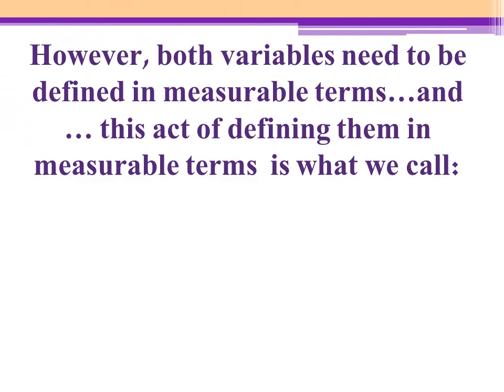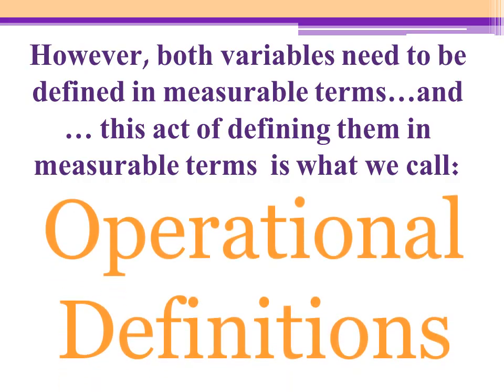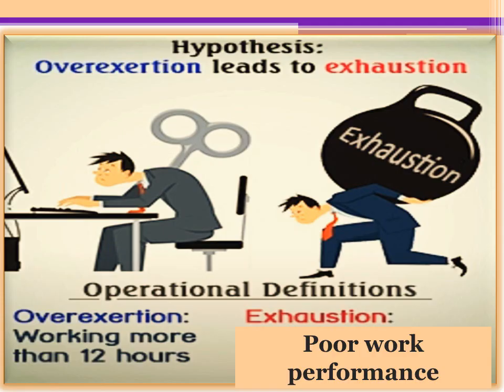However, both variables need to be defined in measurable terms. The act of defining them in measurable terms is what we call operational definitions. Let's try and define them. Overexertion leads to exhaustion. Overexertion could be defined as working more than 12 hours, and exhaustion could be defined as poor work performance.